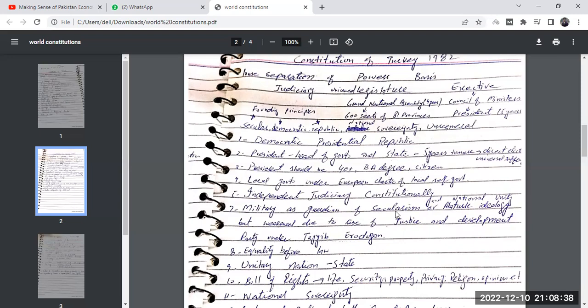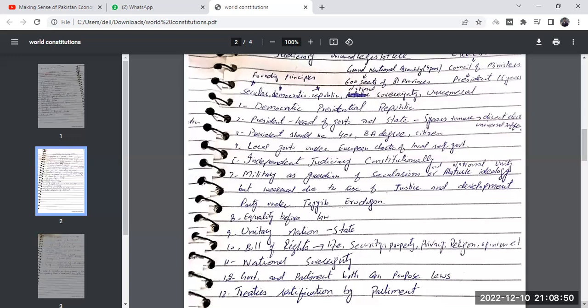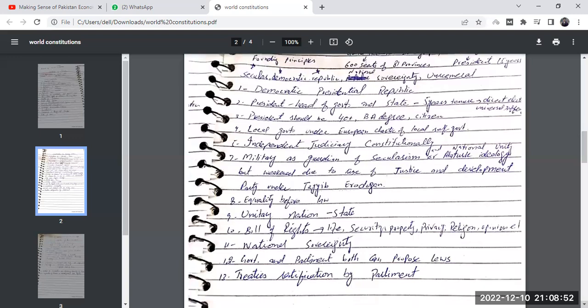This constitution is also unique in that it declares a local government system under the European Charter of Local Self-Government, as the president is unable to rule the 81 provinces. So they have a local government system as all over Europe, under the European Charter of Local Self-Government. And an independent judiciary. The judiciary is constitutionally independent. They can declare any law null and void.